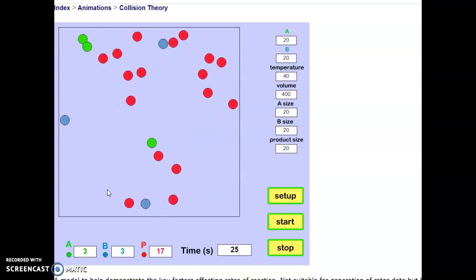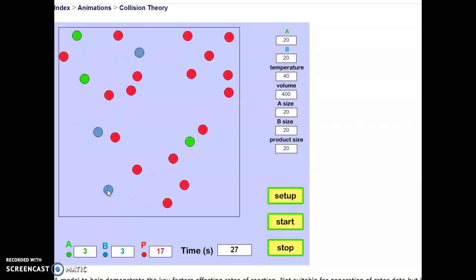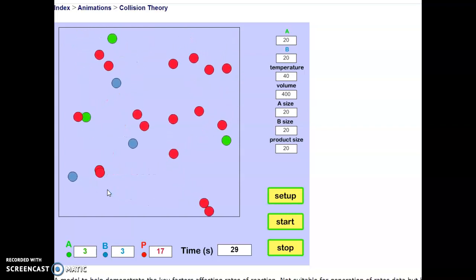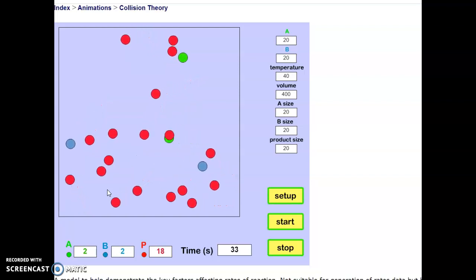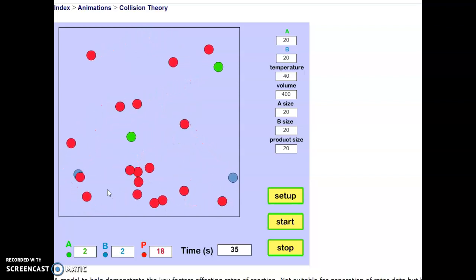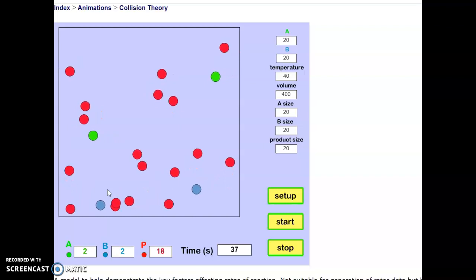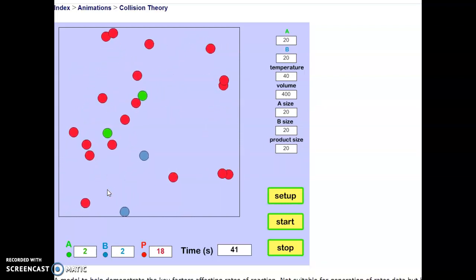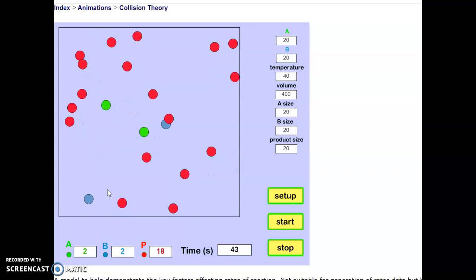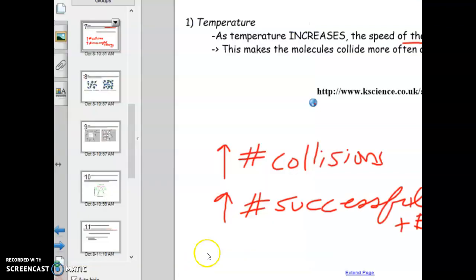Two things. Number one, we're increasing the number of collisions because it's going faster. And number two, the percent of collisions that are becoming successful is higher because we have more energy in our particles. So they have enough energy when they actually collide to be successful.